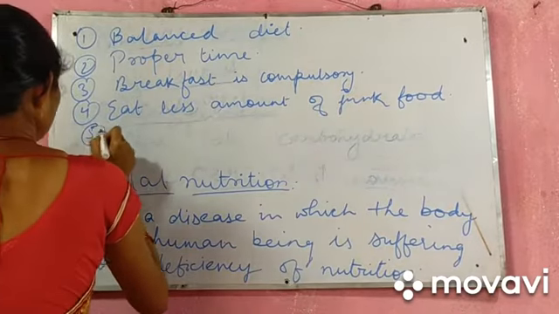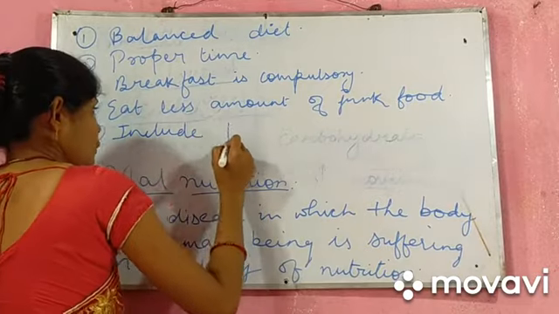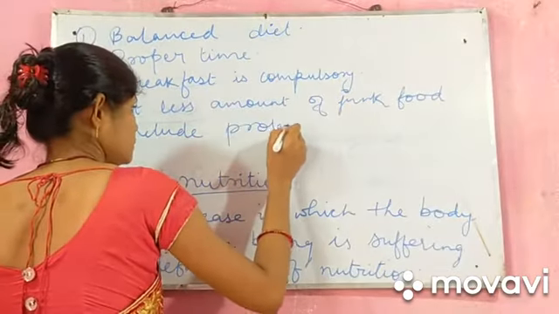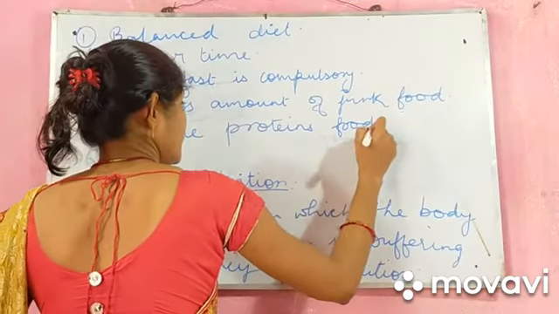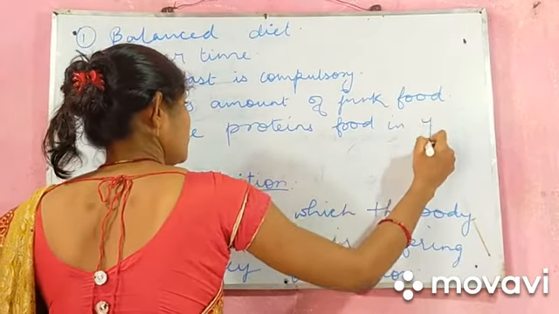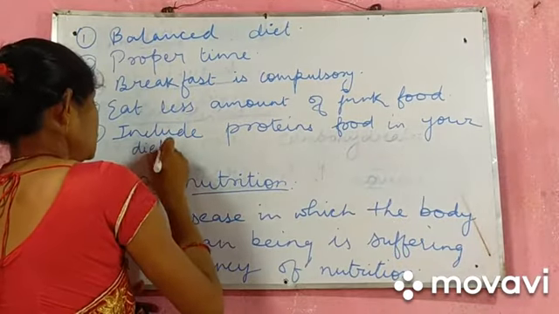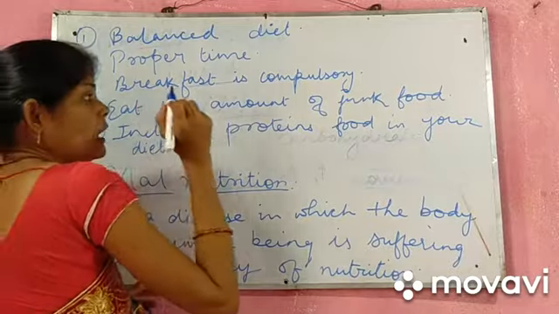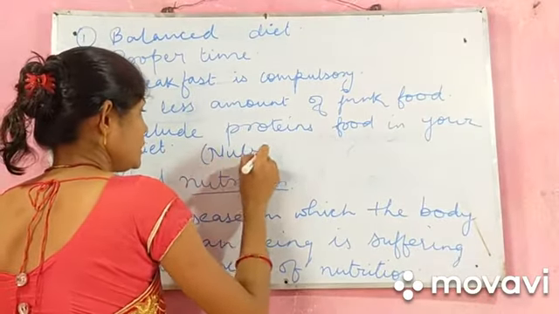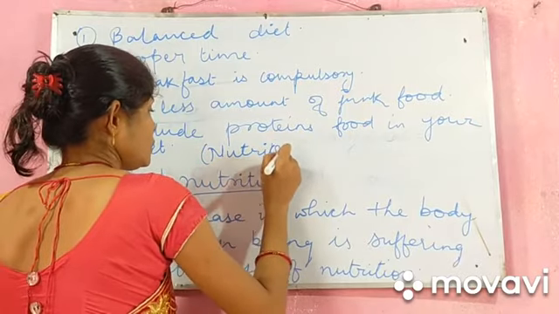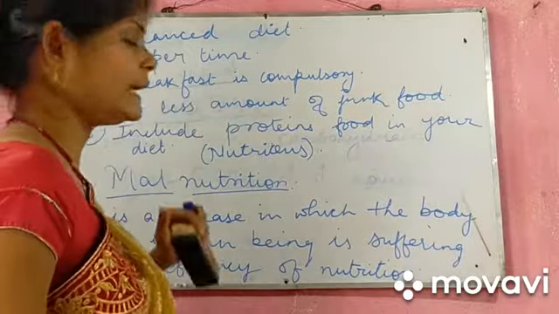And include proteinous food in your diet. Include proteinous, nutritious food in your diet. So these are the ways in which we can get rid of malnutrition.